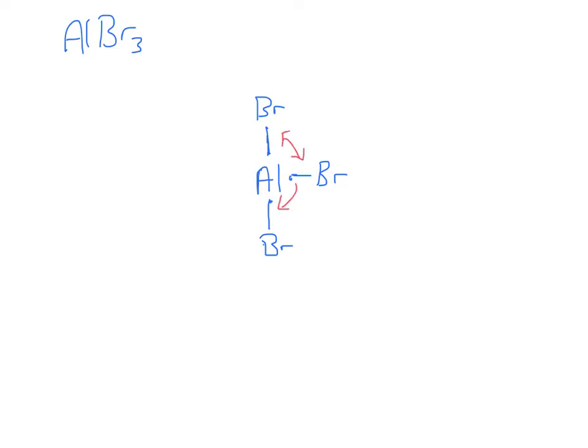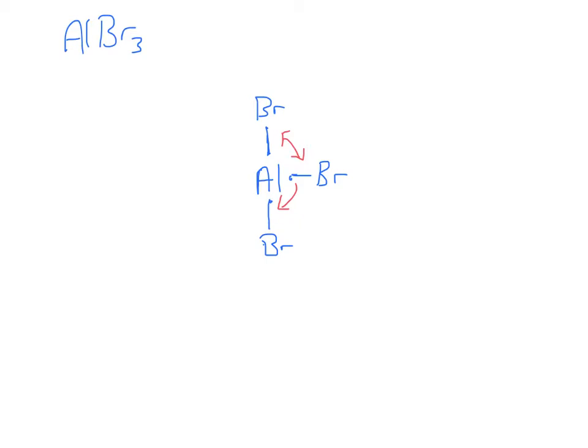Taking a look at another example, let's take a look at aluminum tribromide. Aluminum has 3 electrons, forming bonds with its bromine. I'm just going to ignore the lone pairs on bromine for now. And these bonds want to push each other as far away from each other as they possibly can. So this is the repulsion part. It's electron pair, so electron pairs in the bond repulsing each other.